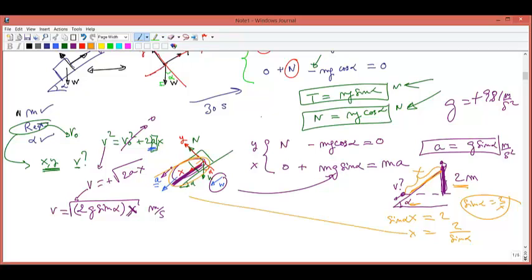Therefore, I'm going to squeeze that guy right here. And V is the square root of 2g sine alpha times x, where x is 2 over sine alpha. Therefore, V is the square root of 2g times 2. Hey, nice answer. Very easy. Okay? We don't even need a calculator. Questions on this?